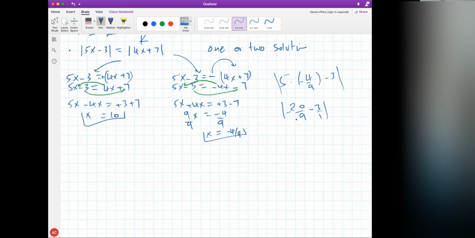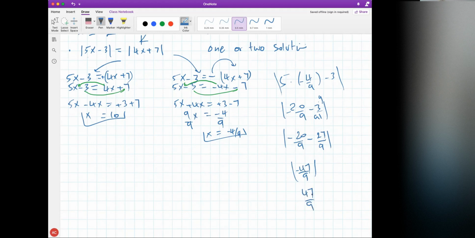Okay, you need to find the LCD. We're going to multiply this by 9 to make these the same. It would be negative 20 over 9 minus 3 times 9, which is 27 over 9. And you keep solving, okay? So this is over 9, negative 20 minus 27 is negative 47. The absolute value is 47 over 9.